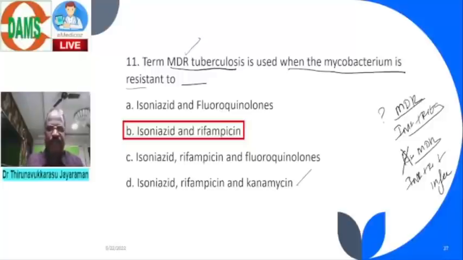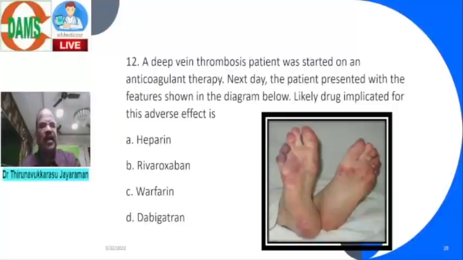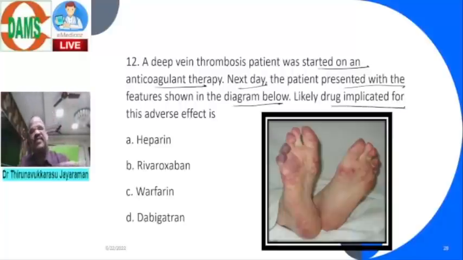Straight question. Next, a deep vein thrombosis patient was started on anticoagulant therapy. The next day, the patient presented with the features of the diagram shown below. Which drug is likely implicated for this adverse effect? See, the patient was given an anticoagulant.